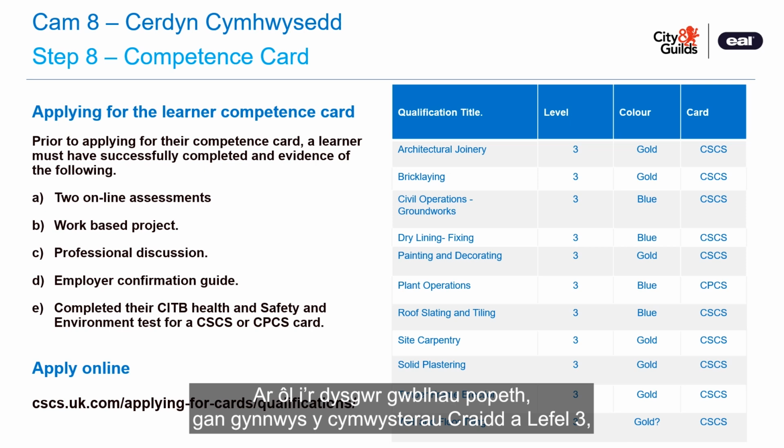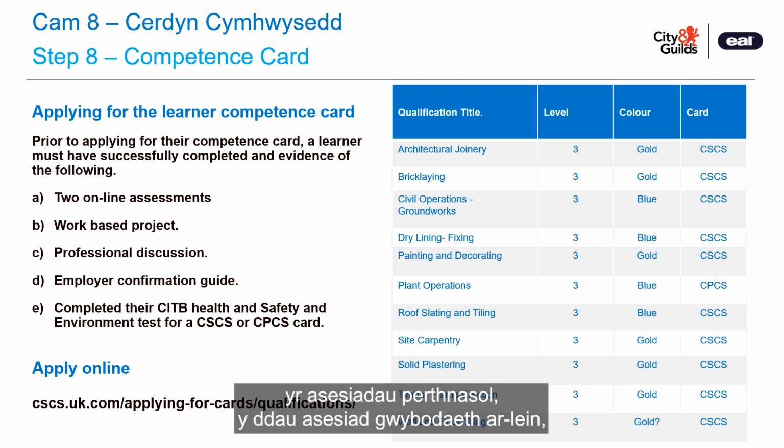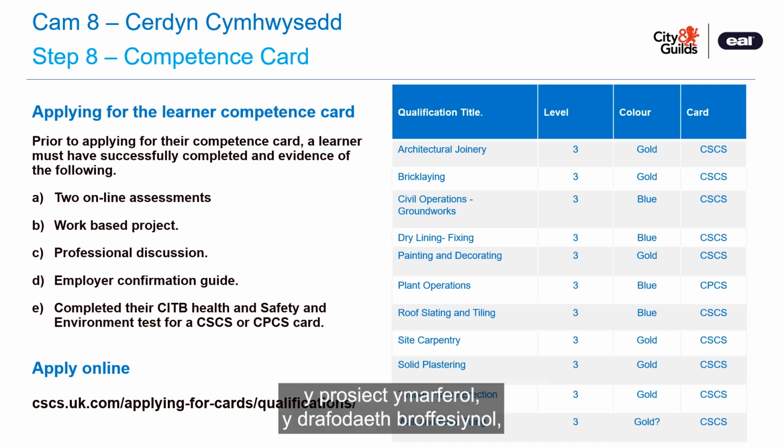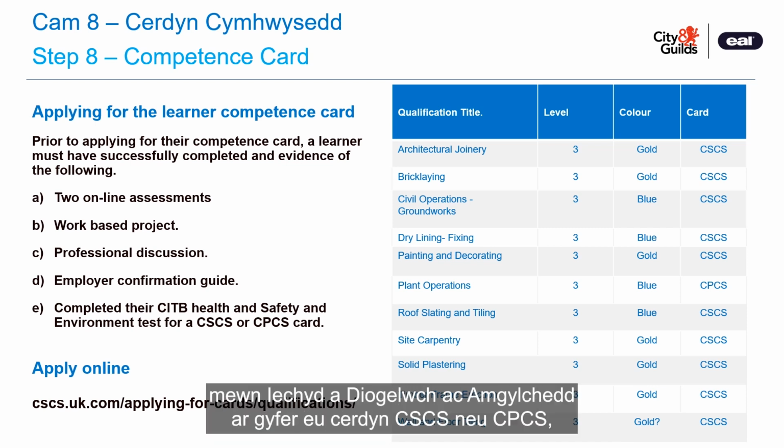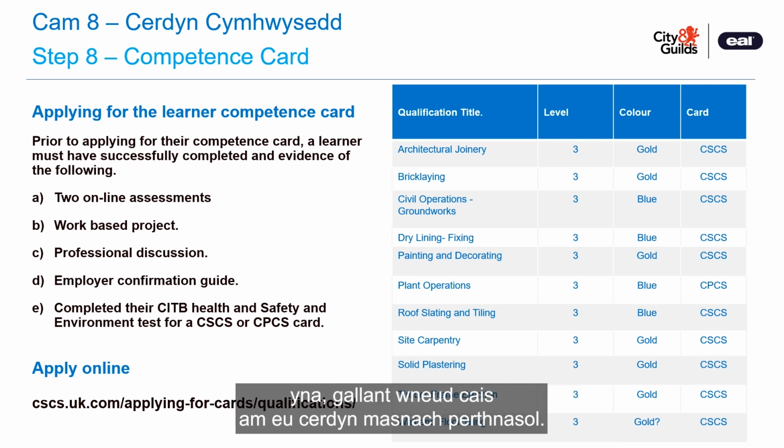Once the learner has completed all of the components, including the core qualification and the level 3 qualification and the relevant assessments, including the 2 online knowledge assessments, the work-based practical project, the professional discussion, and that the employee confirmation guide is fully evidenced, and also once the learner has completed the relevant CITB Health and Safety Environment test for CSCS or their CPCS card, then they are eligible to apply for their relevant trade card.